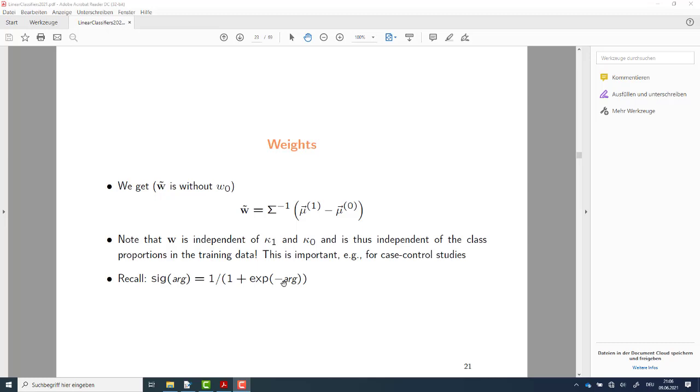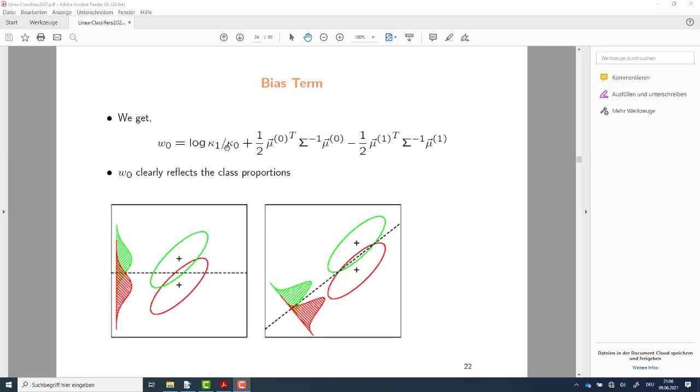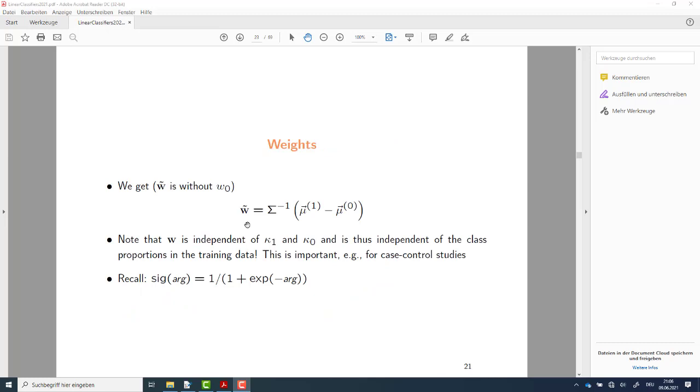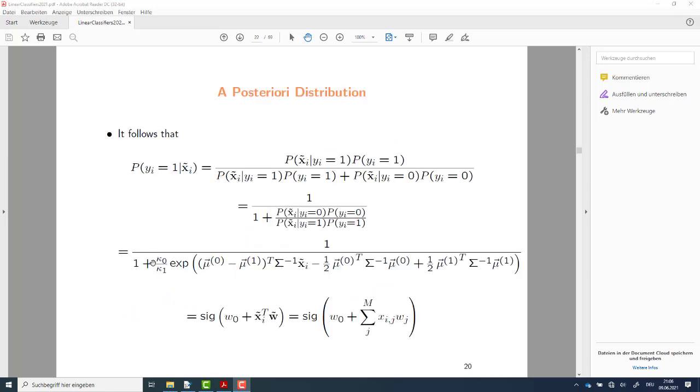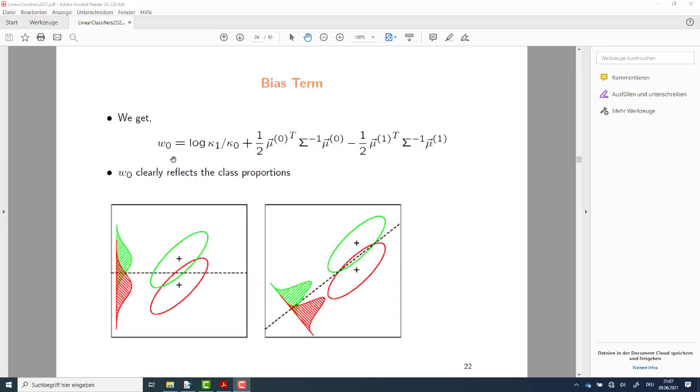I guess w tilde is independent of these prior class probabilities, which will be later important for case control studies, but it's a minor point here. So this is an interesting result, and then the w0, as I said, is a collection of all the other terms, including the log of kappa 1 divided by kappa 0, because we also have to put this into the exponent to be able to use this identity with the sigmoid. So e to the log of this will also be in the exponent, and that's why we have this term here. And here, of course, the class proportions are reflected, so that they play a role, just not in the linear terms.